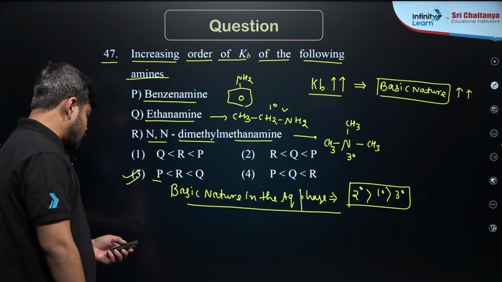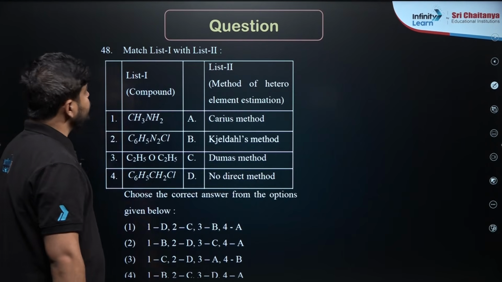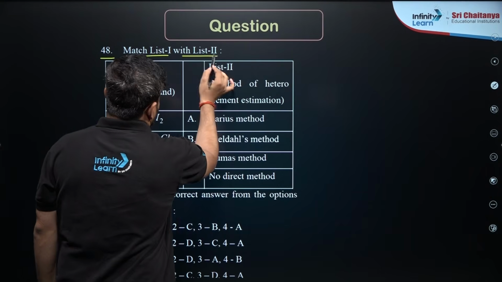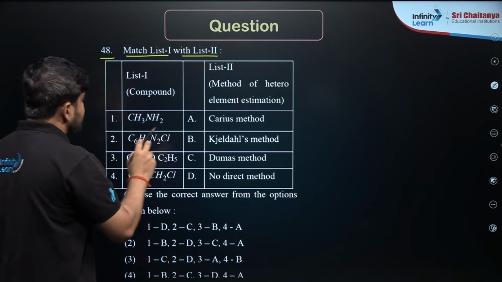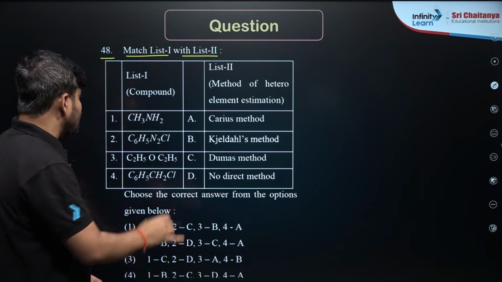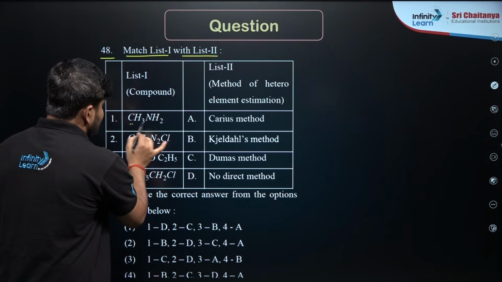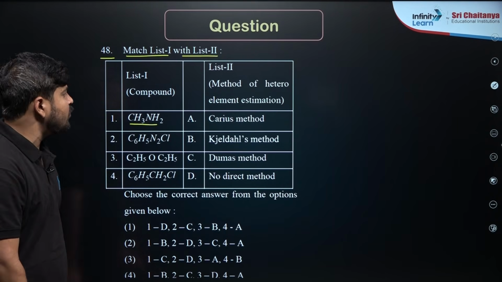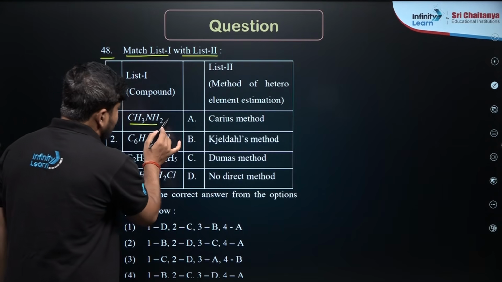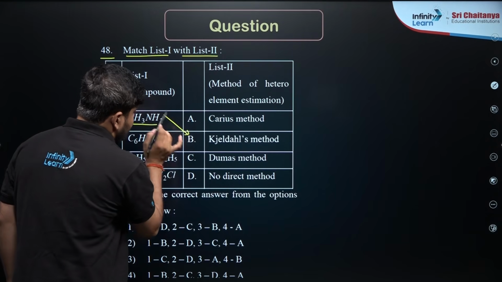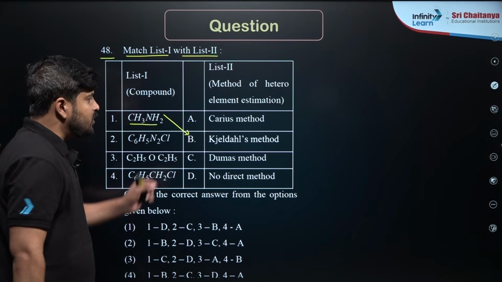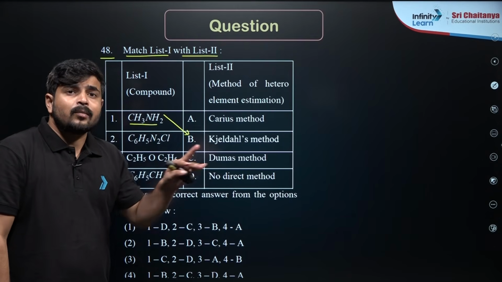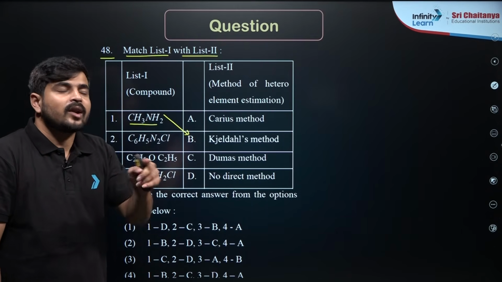See this question. The next question, 48, is match list first with list second. We have to match list first with list second. The first one is CH3NH2. This method we are basically using is the Kjeldahl method. So the first one is going to match with B, but remember this point: this Kjeldahl method we only use for nitrogen-related compounds, but not nitro compounds, like CH3NH2.